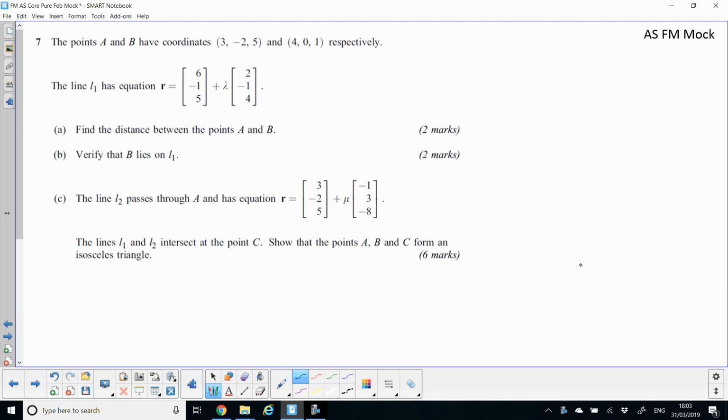So this was a vectors question. We've been given some information on a couple of points on the line. And the first one is to find the distance between points A and B. This is the sort of question you could honestly have had at GCSE. So what we're going to do is find the distance between these two.